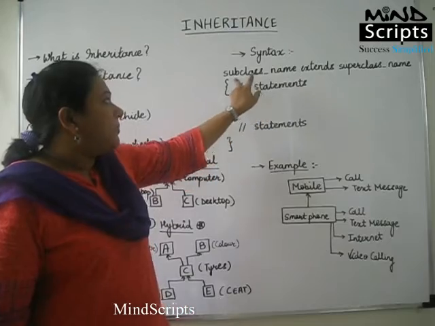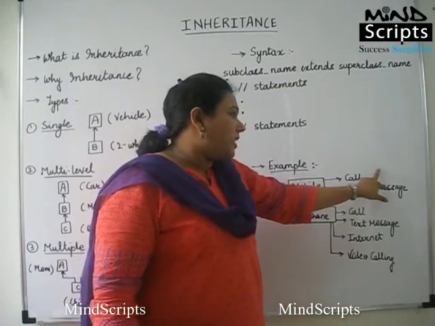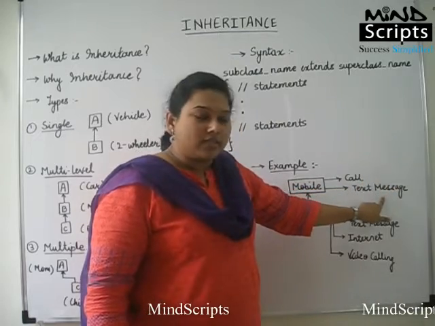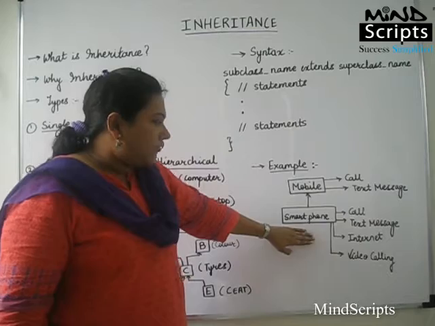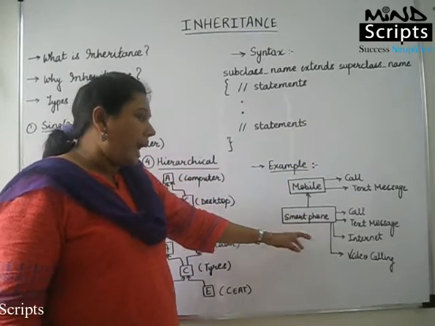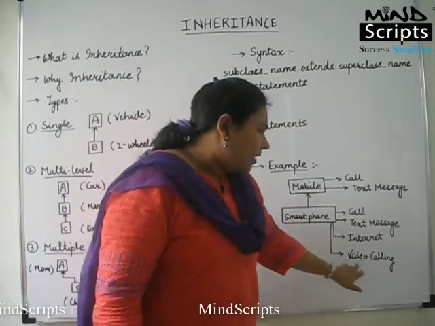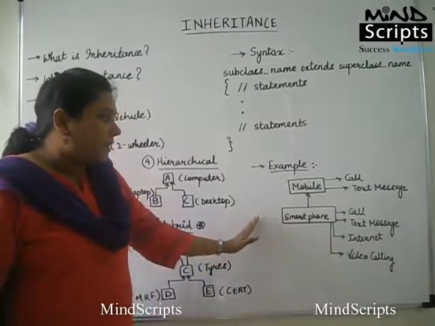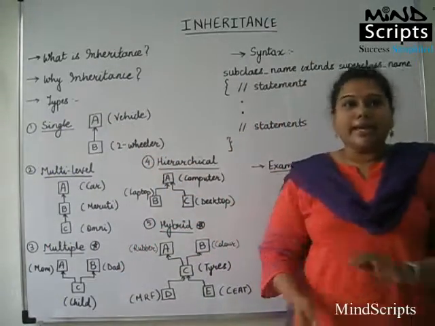So the definition will be smartphone extends mobile. Mobile contains basic properties, that is calling and text SMS. Smartphone also contains these properties, meaning smartphone inherits properties from the mobile class, plus smartphone may have its own extra properties like internet and video calling. So this is a simple example. By using such examples, we can implement any type of inheritance.